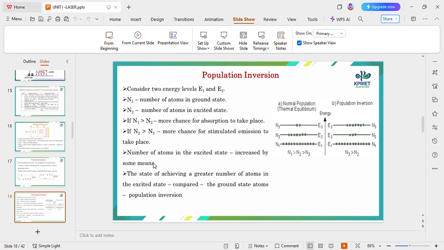We will define population inversion. Consider N1 as the number of atoms in the ground state and N2 as the number of atoms in the excited state. If N1 is greater than N2, there is more chance for absorption to take place. If N2 is greater than N1, there is more chance for stimulated emission to take place. So the number of atoms in the excited state is increased by some means. That state of achieving a greater number of atoms in the excited state compared to the ground state is called population inversion.